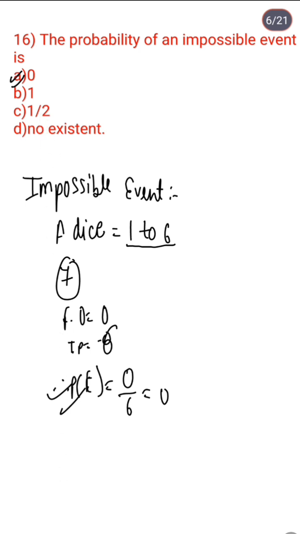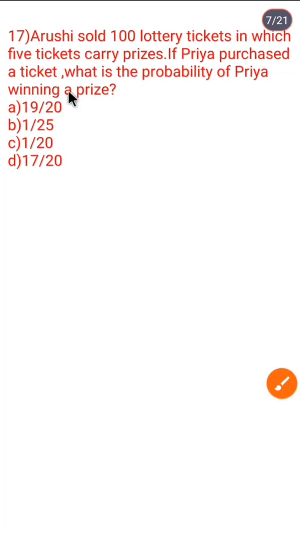Next question is, Arushi sold 100 lottery tickets in which 5 tickets carry prizes. If Priya purchased a ticket, what is the probability of Priya winning a prize? Let's take out the total possible outcomes first. Total possible outcomes is equal to 100 tickets. How many tickets are there? 100 lottery tickets are there.